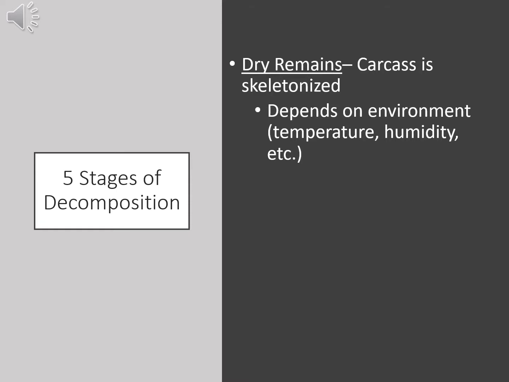All right, and so we're back to no images and on to our final stage of decomposition known as dry remains. So at this point, we are down to the skeleton. Depending on the environment, temperature, humidity, etc., it can take longer or shorter to get to this point, but ultimately this is the final stage of decomposition. Most anything that can be decomposed by the action of insects or bacteria has done so, and we're left with just the most durable remains of the individual. So this is our final of the 5 stages, known as dry remains.